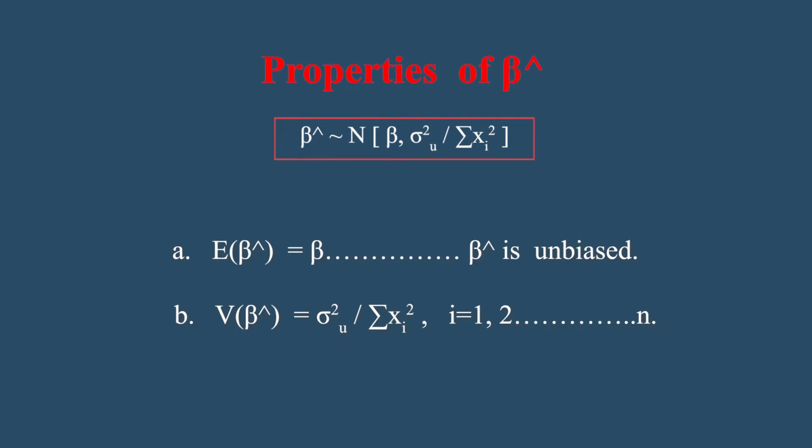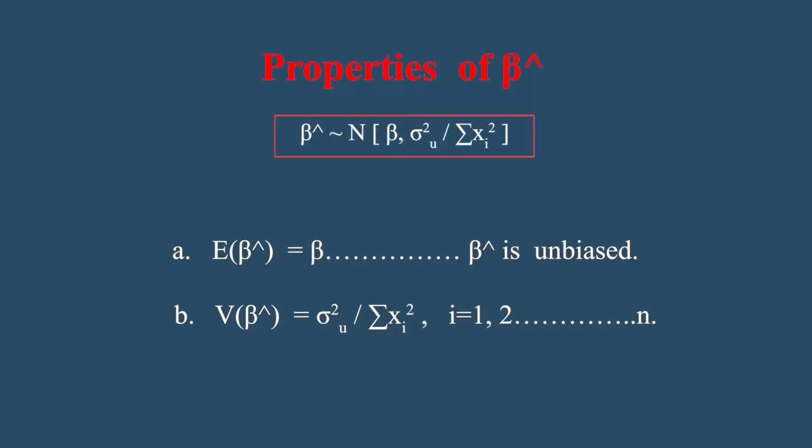That is why it's written beta, comma, sigma square u divided by summation of xi square. This sigma square u divided by summation xi square is the variance of the beta hat, and summation xi square is in the denominator, which calls for the sum total of observations. So here we observe that beta hat is normally distributed with the mean of beta, because it is an unbiased estimator, and variance sigma square u by summation of xi square.